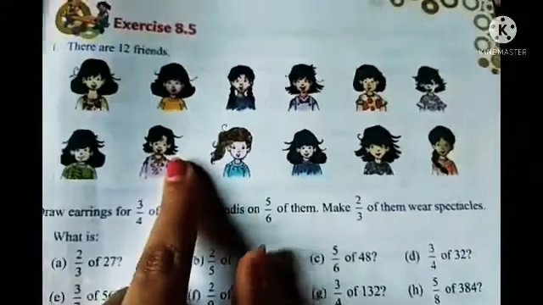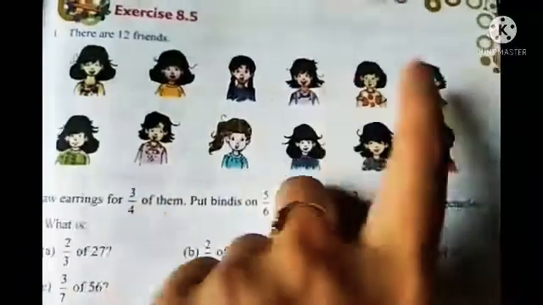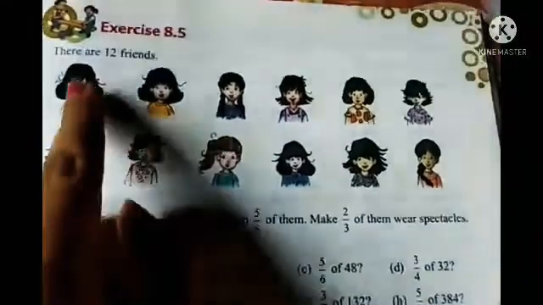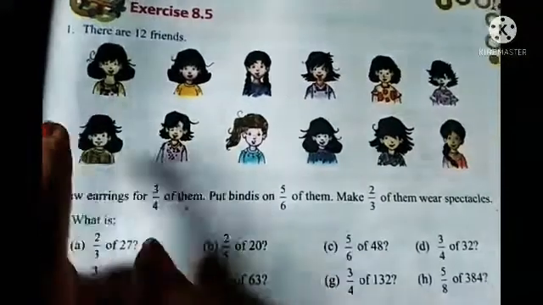3 groups means here you see this 1 group, 2 groups and 3 groups. So in total how many friends? 3, 6, 7, 8, 9. So a total of 9 friends. So these 9 girls, you have to draw the earrings for them.